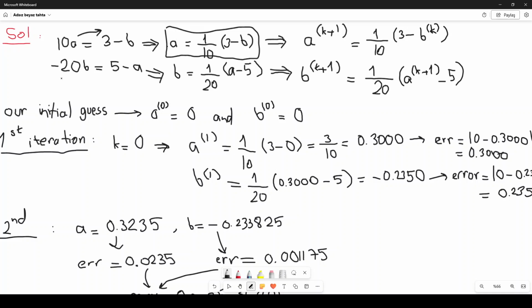And for the second equation, I isolate the second unknown variable, which is b, and move anything else to the right hand side besides b, and then divide both sides by the coefficient of b, which is minus 20 in this case. So I rewrite the second equation in terms of b. So b is equal to 1 over 20 times a minus 5.